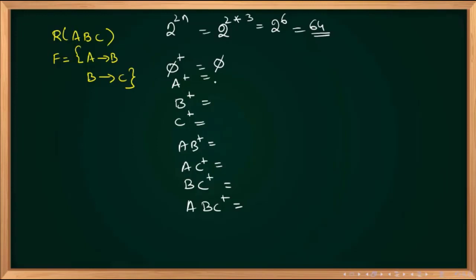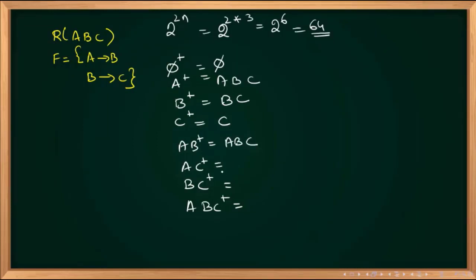A closure is equal to AB. A closure is equal to ABC. B closure is equal to BC. C closure: what is C closure? C closure will definitely contain C. Not only C gives 5, everything will definitely contain 5. C gives 5. Okay. AB closure is equal to ABC.